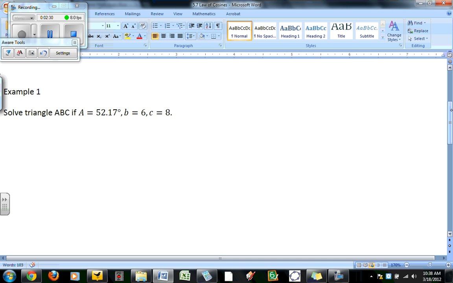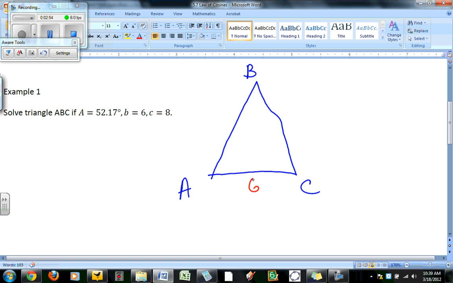I have two examples for you. Example number 1 says solve triangle ABC if A equals 52.17 degrees, b equals 6, and c equals 8. Let's write this out and label it A, B, and C. Remember that little a, little b, and little c are opposite the capital letters. So little b is right here at 6, little c is opposite big C, and angle A is 52.17 degrees. We're given side, angle, side, so we're going to have to use the law of cosines.